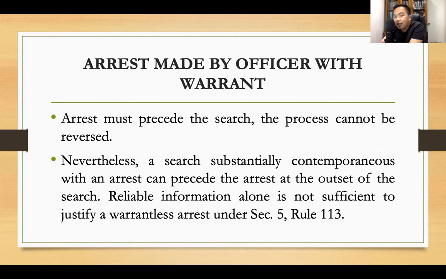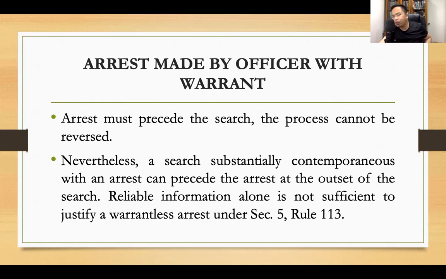No? If you conducted the search first and you have arrested a person on the basis of such a search, then the arrest would not be valid. And therefore, any and all evidence obtained in violation of the constitutional right of the person will be inadmissible in evidence. Now, nevertheless, a search substantially contemporaneous, meaning simultaneous, with an arrest can precede the arrest at the outset of the search. Reliable information alone is not sufficient to justify a warrantless arrest.